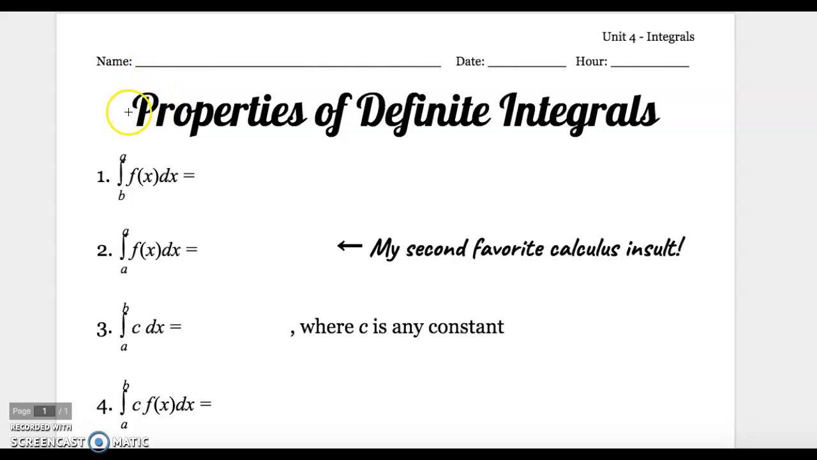Hey guys, today we're going to look at properties of definite integrals and ways that you can evaluate definite integrals if you are given certain information to start off with.